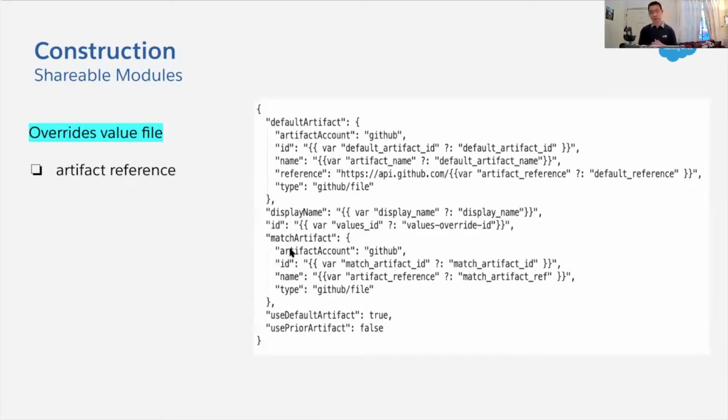We also have override values. For example, the override values for specific environments, for example, dev, staging and production. And we also have the path to the artifact reference. These are specific for an app, so we need to override values for these shareable modules. So this is an example for artifact reference shareable modules.